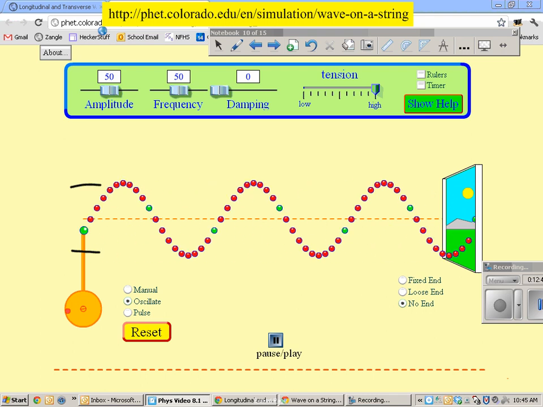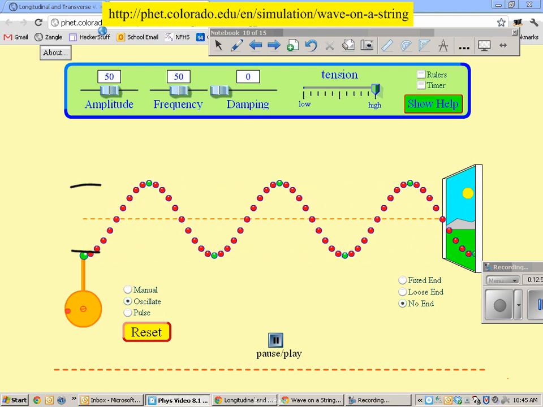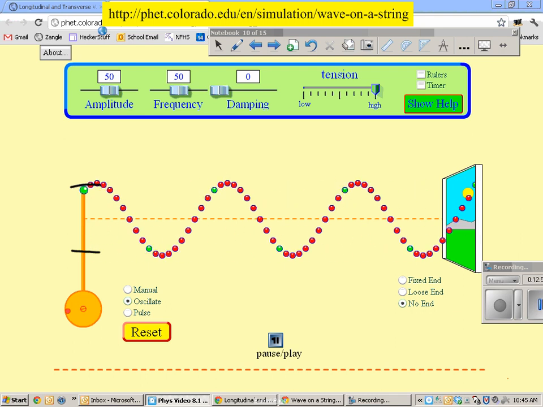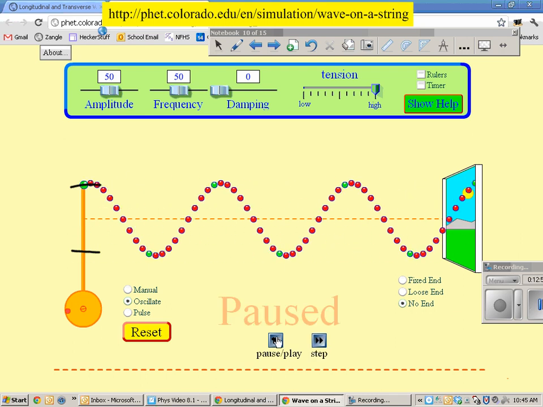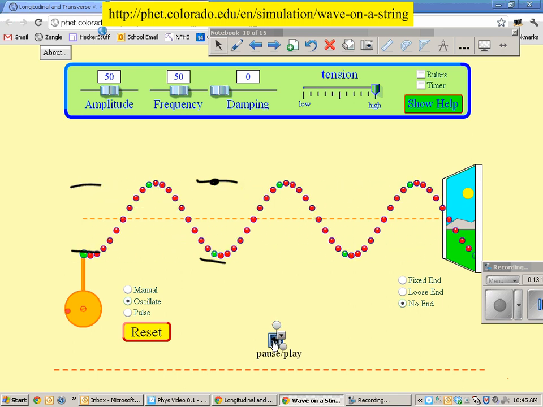Or you could do it for any individual particle on the wave. You could time how long it takes for, say, this particle right here. Let me put a dot there. This particle right here, we could time how long that particle takes to go from here to here. And that would also give us the period. Okay, so that would also be the period, the time that takes.